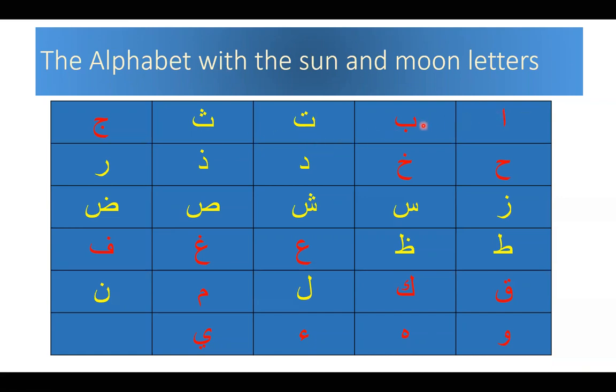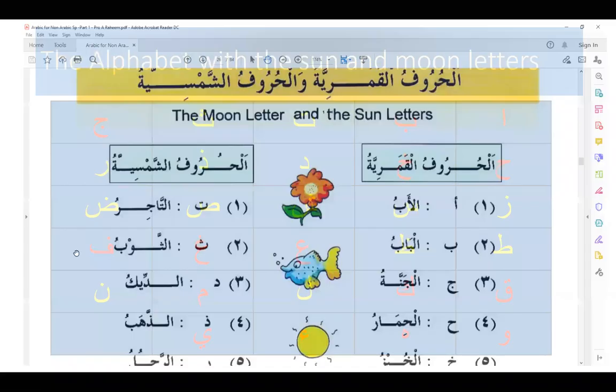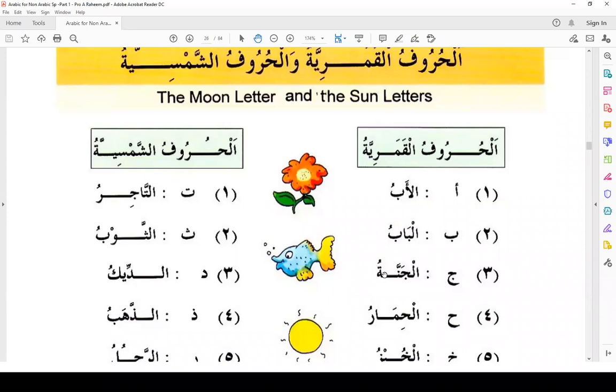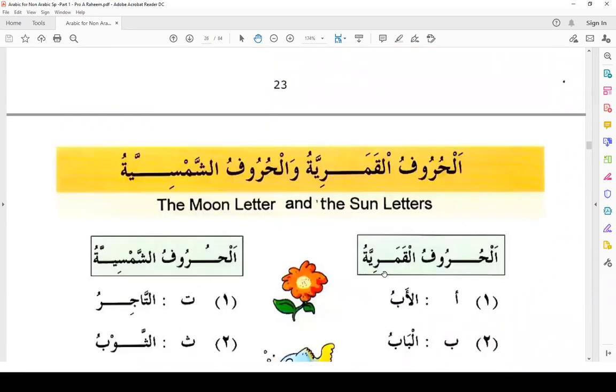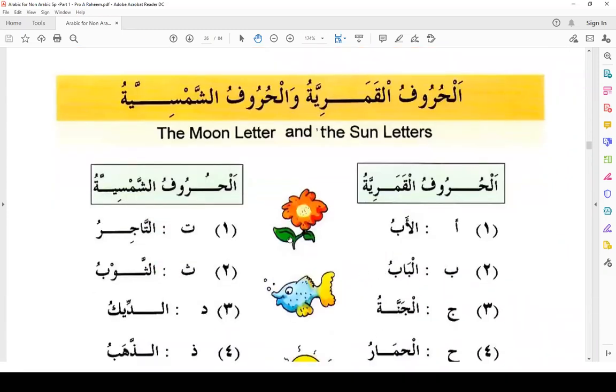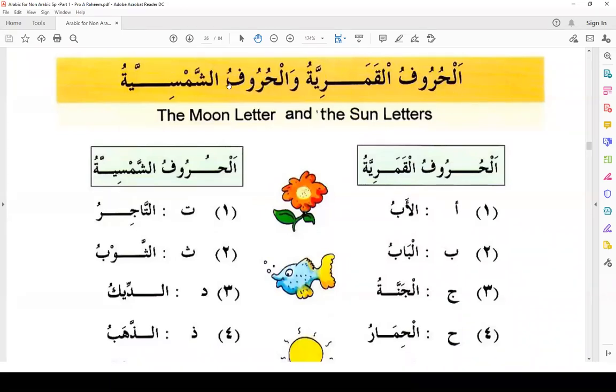And remember, all the other letters are your moon letters. The sun letters are the ones that you're going to apply your shadda to. Now, with this in mind, I want you to look at Professor Abdurrahim's book, and you'll see that this is what is being applied. We reach this point around page 23, moon and sun letters. So we can take it from this point.